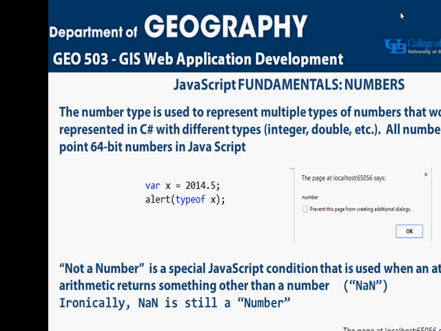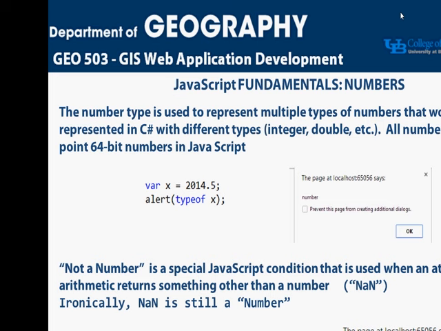When we assign a variable that's a number, we don't use the double quotes. Remember, with a string variable, I put double quotes around the string. So here I'm assigning x to 2014.5 as a number, no quotes. If I go back to the typeof keyword like we learned earlier, it says number. We don't differentiate between integers and different types of numbers.